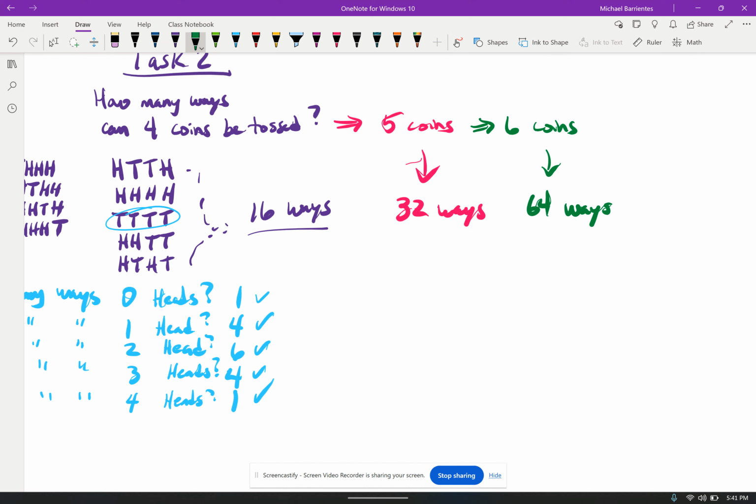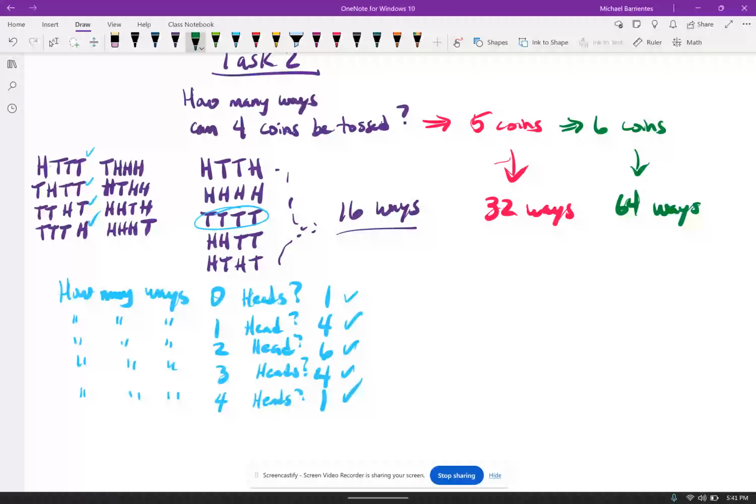So there's a pattern there, and in a little bit, we're going to come back to this blue part, and we'll see that there's a pattern there as well. This is all I need you to write for task 2. We'll come back in the next video, and we'll talk about task number 3.